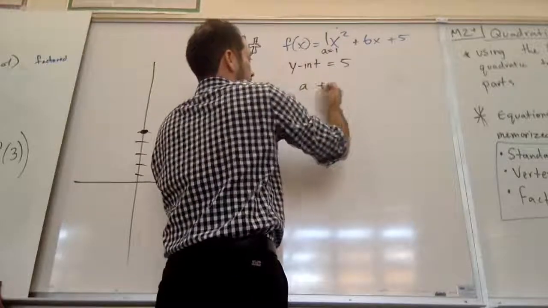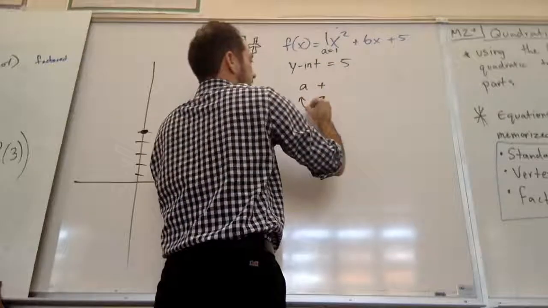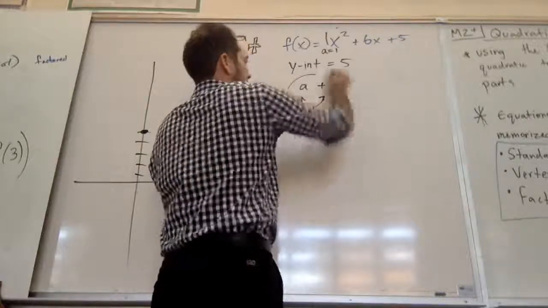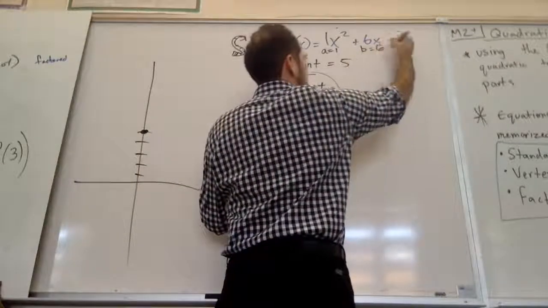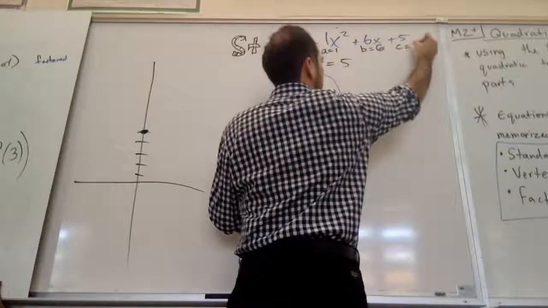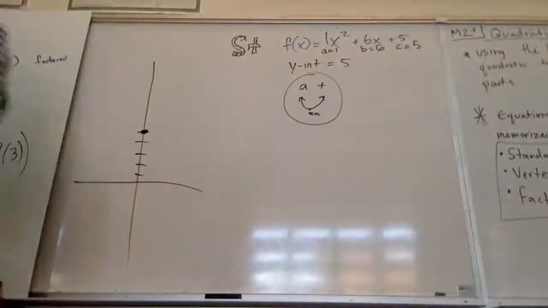So since A is 1, it's positive. It opens up. That means it has a minimum. B is 6. C is 5. Okay. So we have 2 pieces of information. Let's see, what else can we find in this form? Yeah, we can find the axis of symmetry.